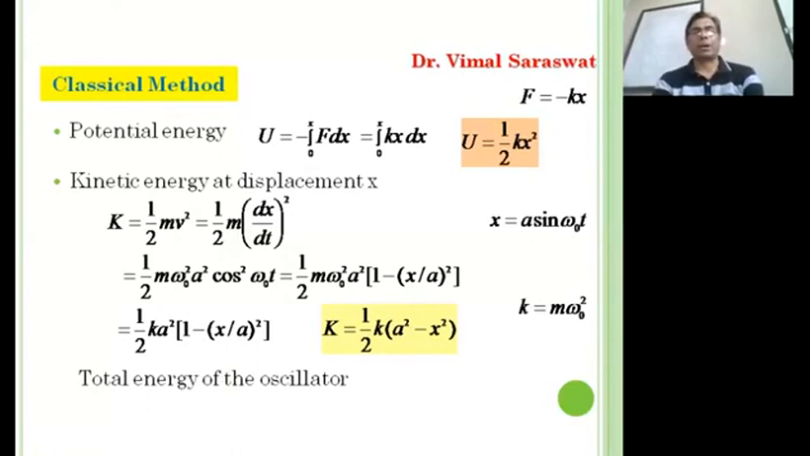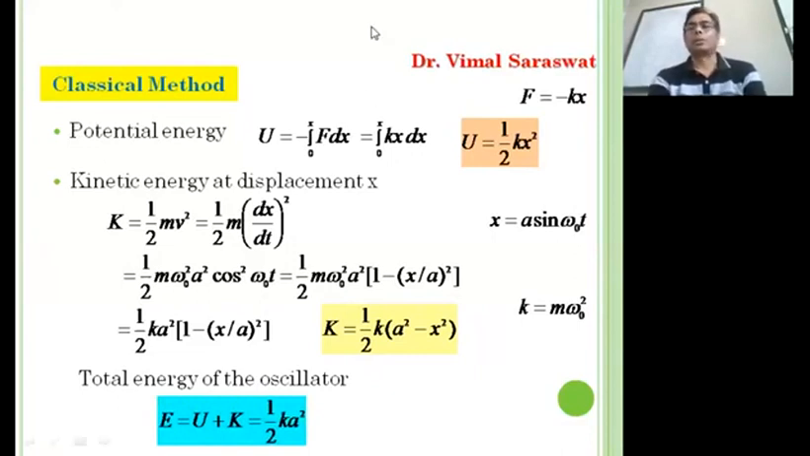Now total energy of the oscillator. If there is no dissipation, then the total energy of the oscillator will be the sum of kinetic energy and potential energy. Hence the total energy of the oscillator will be E is equal to U plus K. Here U is equal to half k x square, and kinetic energy is half k, a square minus x square. So half k x square and half k x square will be cancelled out, and hence the total energy E is equal to half k a square.